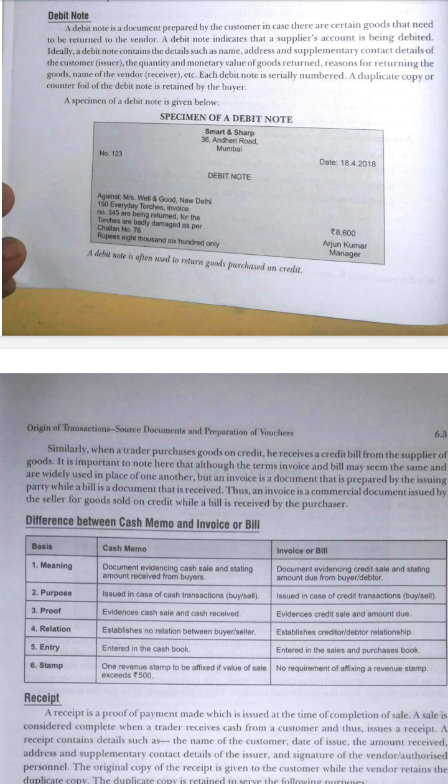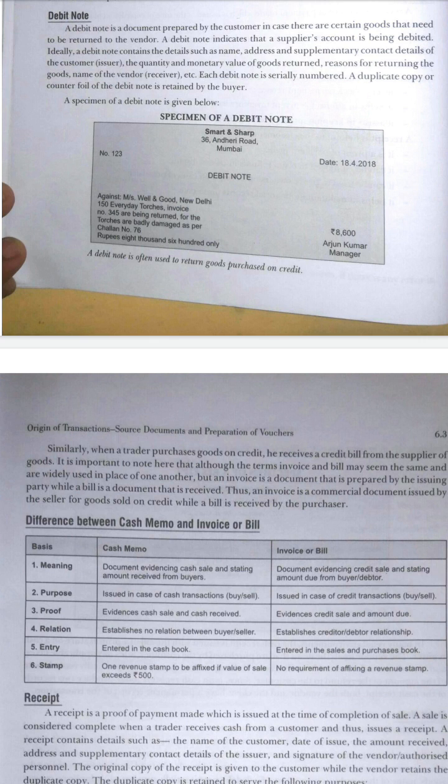Okay, understood? So for the debit note, we have to know for what purpose it is prepared. It is prepared by the customer when goods are returned by the customer to the supplier. So he is not liable to pay the value of the goods which are returned to the supplier, so the supplier's account is debited. Understood? So see the specimen copy of the debit note.